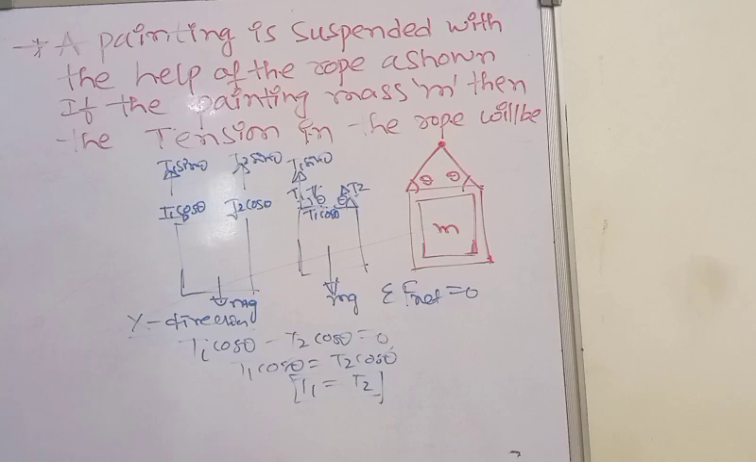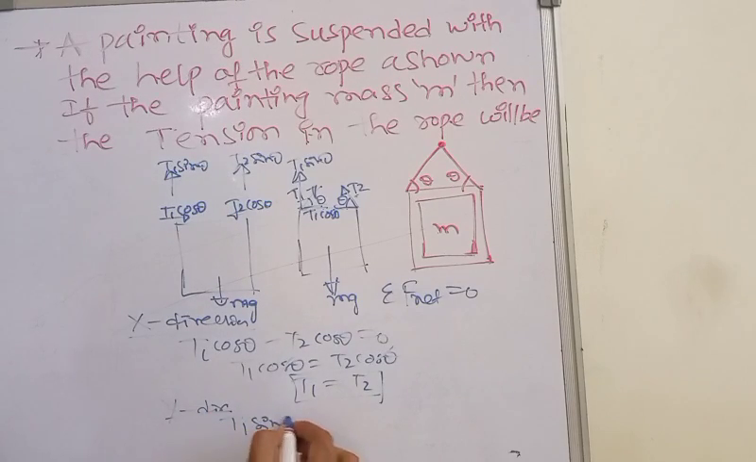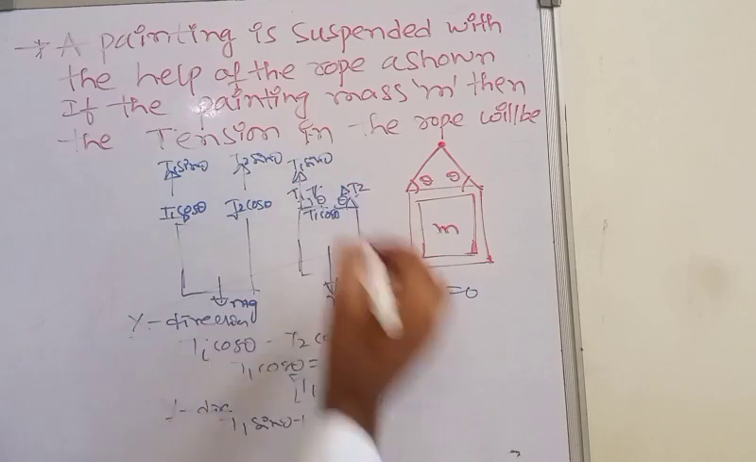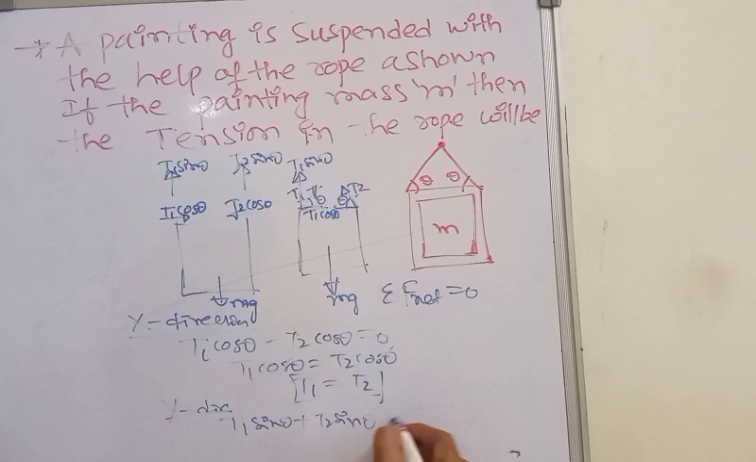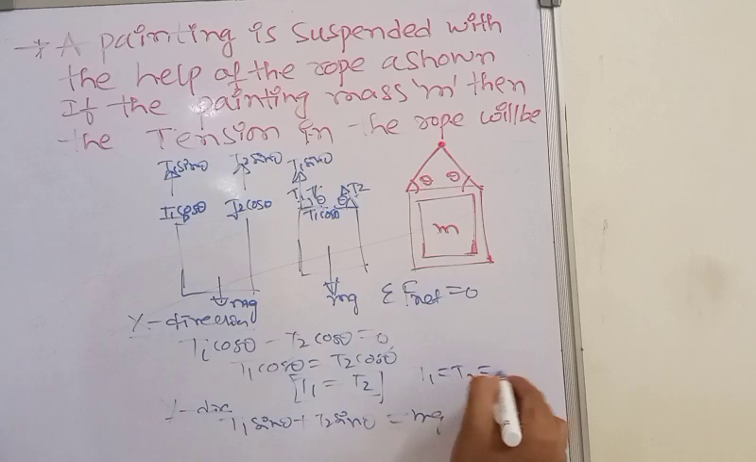Next you need to calculate the forces along the y direction. In the y direction, we have T1 sin theta plus T2 sin theta minus mg is equal to 0. So that is equal to mg. We found T1 is equal to T2, so they both have the same tension. So we can write T1 is equal to T2 is equal to T.